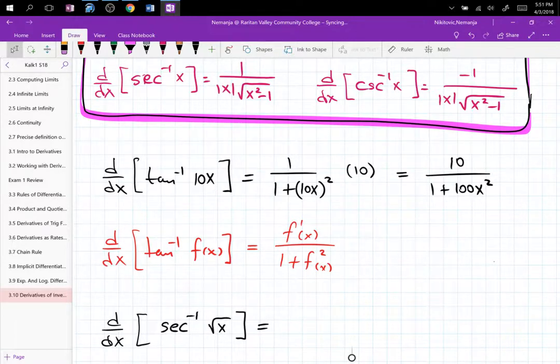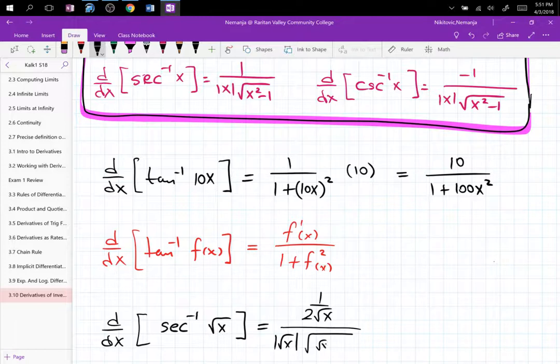So at this point, it's just plug in, right? Your f of x is root x. So the derivative will go on top, so that's 1 over 2 root x. And then you have the absolute value of root x times the square root of x squared minus 1. And now you simplify. So the 2 root x from the numerator goes down, and you have root x times root x, that's x. So this is now 1 over 2x square root of x minus 1.